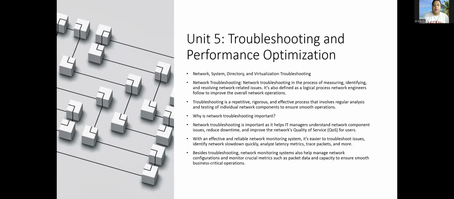Troubleshooting is a repetitive, rigorous, and effective process that involves regular analysis and testing of individual network components to ensure smooth operations. Why is network troubleshooting important? Network troubleshooting is important as it helps IT managers understand network component issues, reduce downtime, and improve network quality of service for users. With an effective, reliable network monitoring system, it's easier to troubleshoot issues, identify network slowdown, quickly analyze latency metrics, so lag metrics. Latency is always lag related. It's how bad you lag. Trace packets and more.